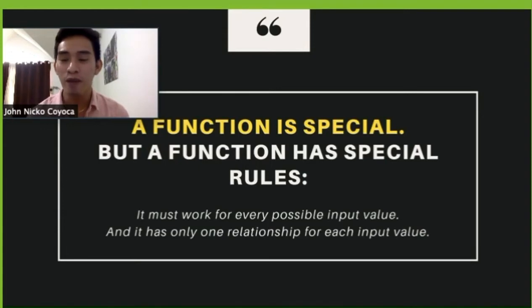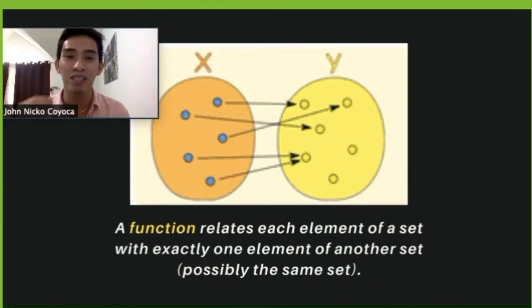First and foremost, let us define what a function really is. A function is special, and a function has special rules. It must work for every possible input value, and it has only one relationship for each input value. What does it mean? Simply stating, we can define a function as a relation wherein each element in the x value or in the domain corresponds to exactly one element in our y value or in the range.